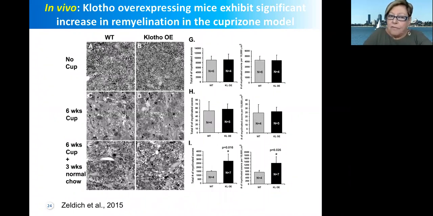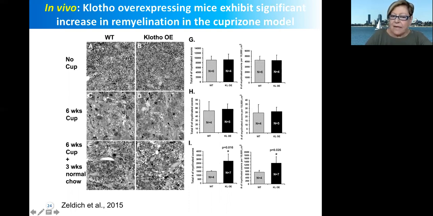Then we moved to an in vivo experiment, and we used the Cuprizone model in which there is severe demyelination after mice are fed for 6 weeks with Cuprizone. You can see here, this is EM without Cuprizone. We did the experiment in wild type and Klotho overexpressing mice. In the beginning, there is no difference in the number of myelinated axons. After 6 weeks on Cuprizone, 95% of axons are gone. Here the numbers are 10,000 and here 50.